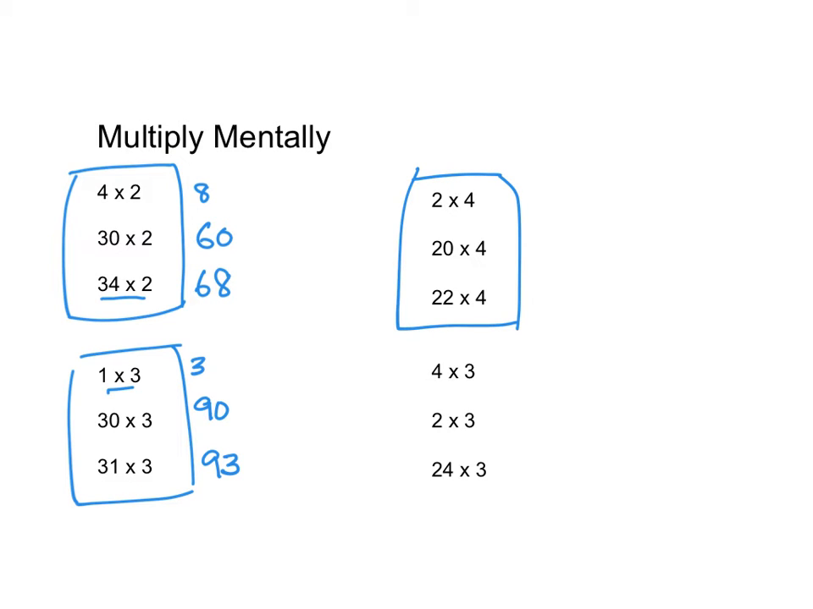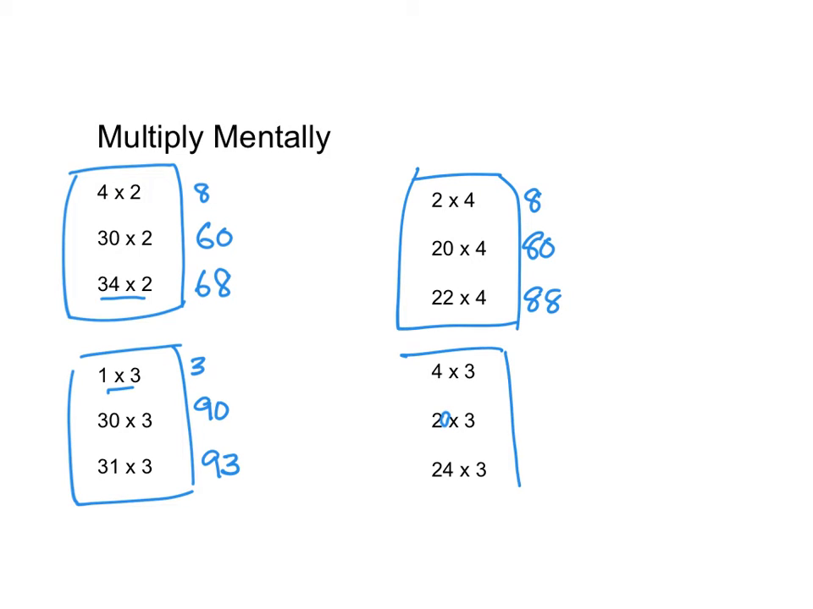All right, this set right here. 2 times 4. You should know that that's 8 right away. And 20 times 4, well, 2 times 4 times 10 is 80. And 22 times 4 then is going to be those two added together, which is 88. So I left out a little number there.